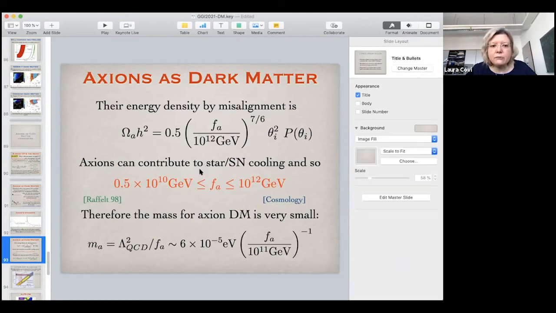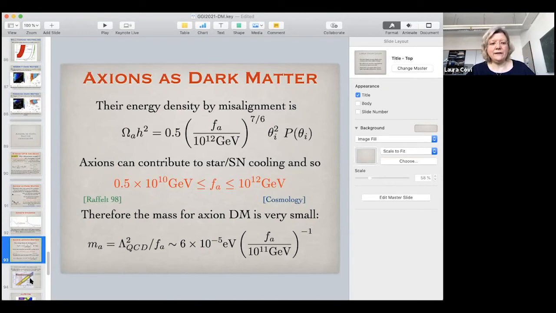Here I have a text which is wrong. So you can have strong constraints on this value of FA, and this already tells you that FA has to be larger than something of 10 to the 9 GeV. So it has to be an intermediate scale. And if you want to have a limit from the dark matter density, you then have just a window for the axion, especially for the axion connected to the QCD: 10 to the 10 GeV to 10 to the 12 GeV. And then, as I said, you translate it into a mass. You see that it means the mass is around 10 to the -5 or 10 to the -6 GeV, sorry, electron volt, of course.